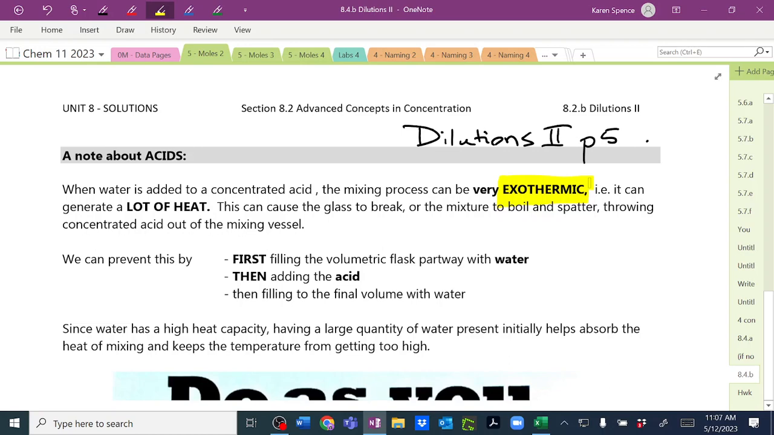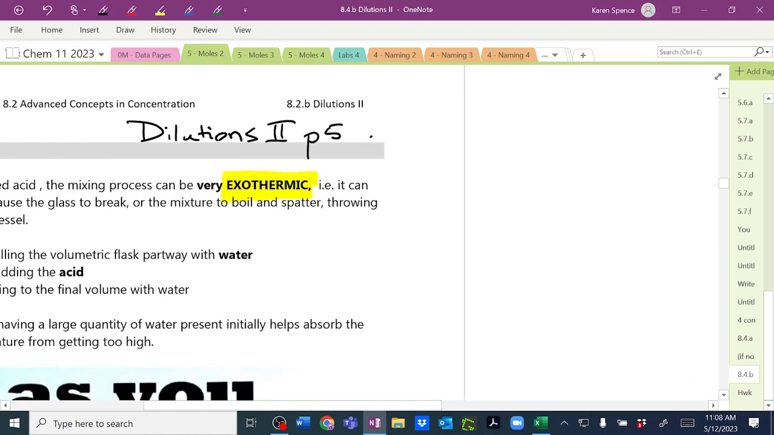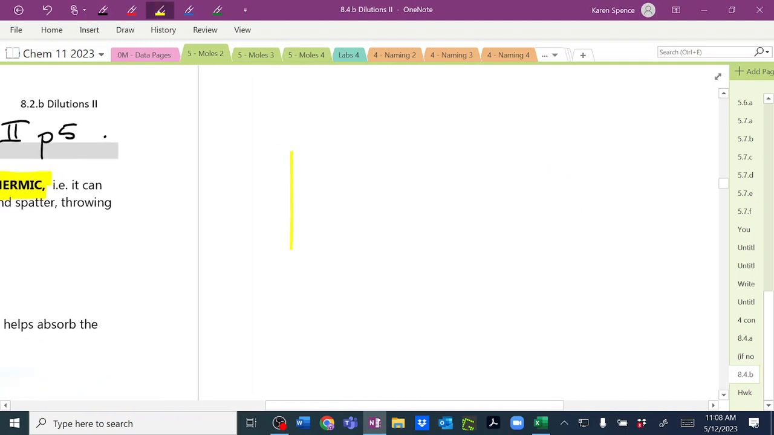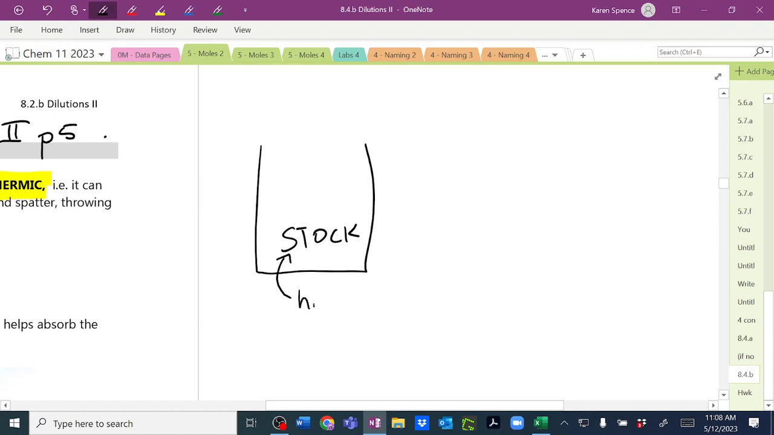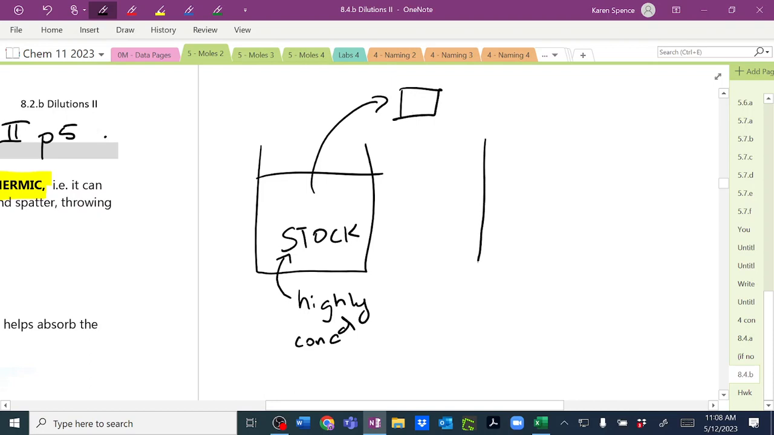But let's just pretend. So this is the dilution of the stock solution, and if you remember, last day we said we would start with our stock solution. What kind of a solution is a stock solution? It is highly concentrated. And we're going to take a sample of that. I know they don't come out as squares, but we're going to pretend. And then we're going to put it into a new container.